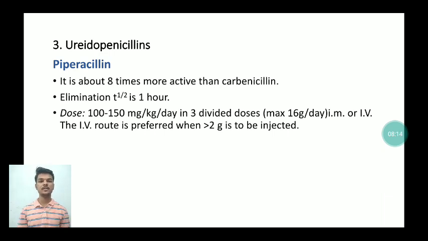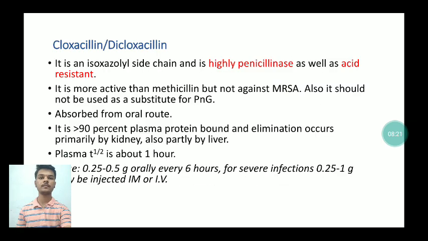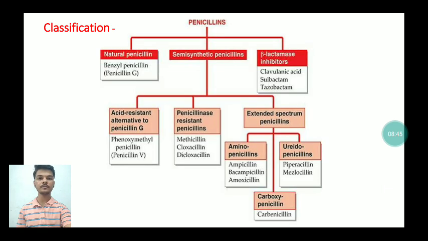Here we have ended our presentation. Now we will take a short recap. The semisynthetic penicillins are produced by chemically combining specific side chains in place of the benzyl side chain in the structure of penicillin G, or by incorporating specific precursors in the mold cultures. They are produced to overcome the shortcomings of penicillin G, which are its poor oral efficacy, susceptibility to penicillinase enzyme, narrow spectrum of activity and hypersensitivity reactions.